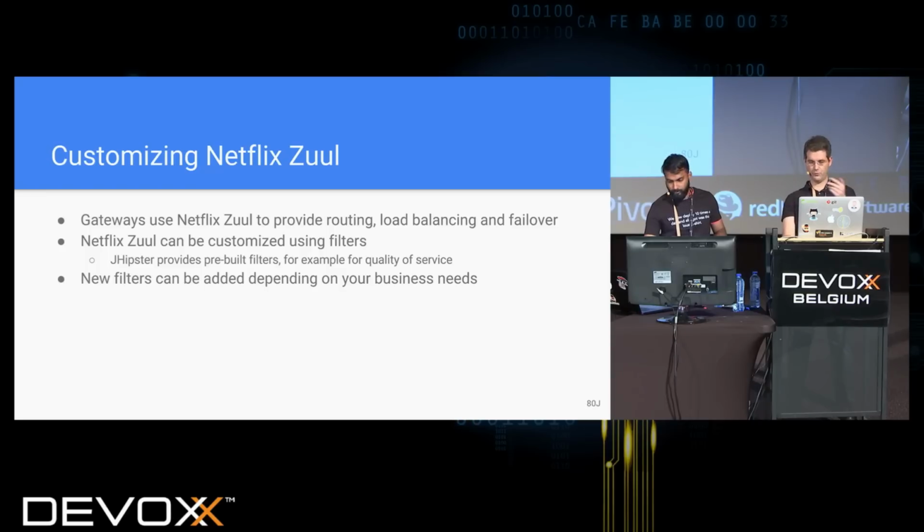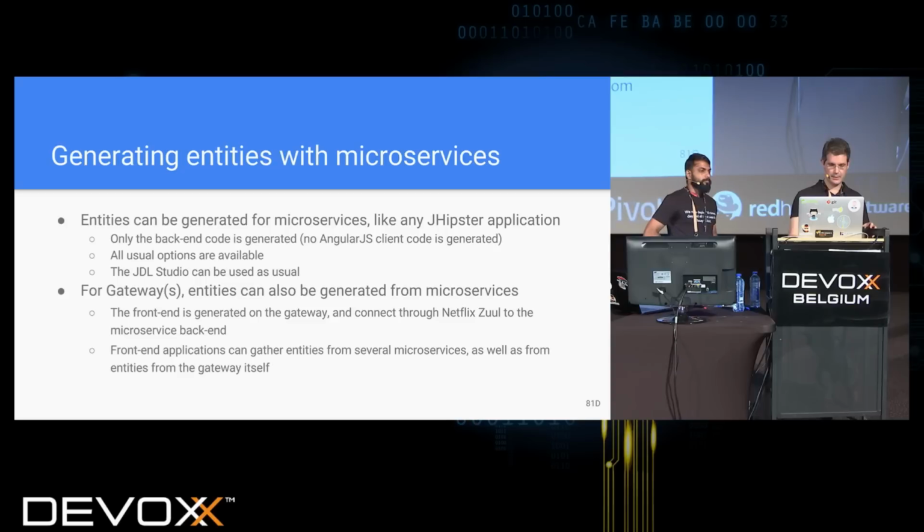If you want to customize the Netflix results, the gateway makes it very easy. We provide lots of pre-built filters. For example, quality of service is very important, so you can limit the rates per user. That's something we already provide, but you can add more depending on your business needs. We saw this already: once you have generated your microservice on the back end, you can generate them, and you can use JDL as well.